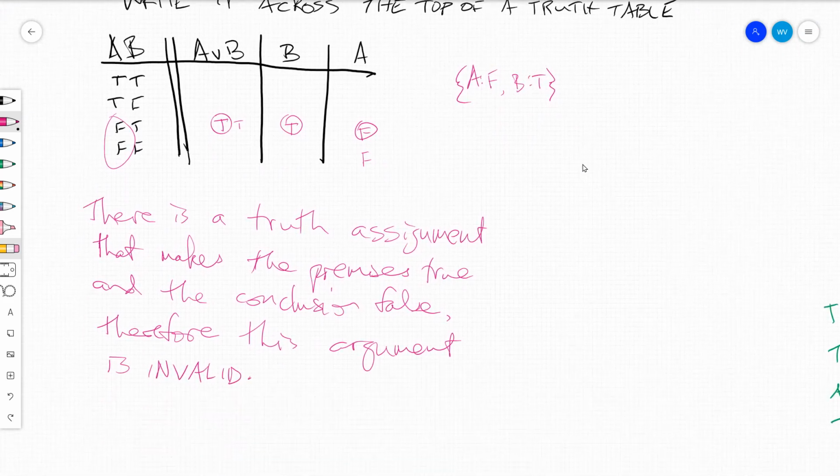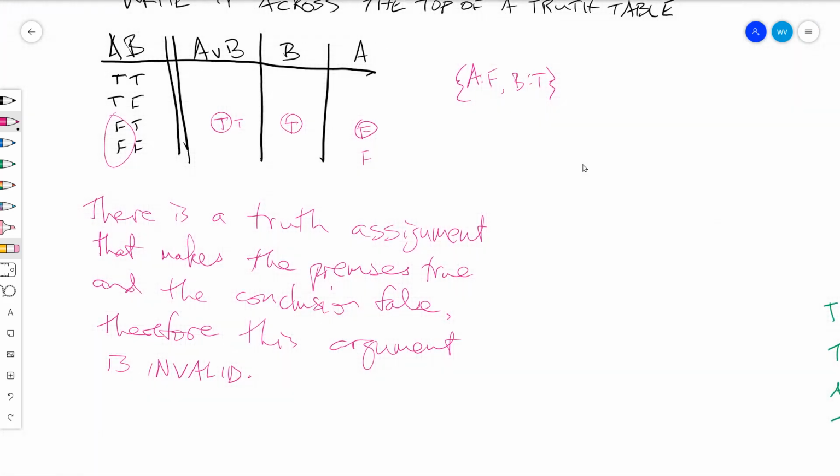So there's a standard explanation you're going to give for invalid arguments. It's this one. There is a truth assignment that makes the premises true and the conclusion false. Therefore, this argument is invalid. It's a good idea, I think, to say specifically what that truth assignment is, just to show me that you know what you were talking about. But as long as you say that there is a truth assignment that makes the premises true and the conclusion false, then you said everything you need to say.